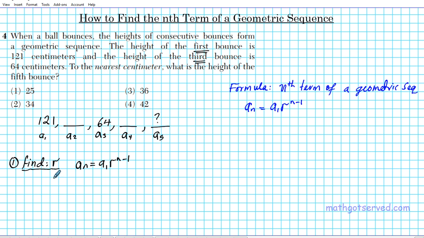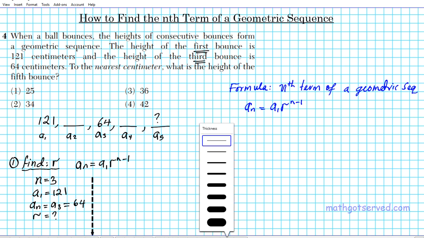Okay, let's write down what we know and what we need. We know that n equals 3, because we're working with the third term here. And a1, the first term, is 121. The third term, an, is going to be a3, and a3 is 64. And the common ratio is what we are looking for. So plug all this into the equation, and then we can determine what the common ratio is.